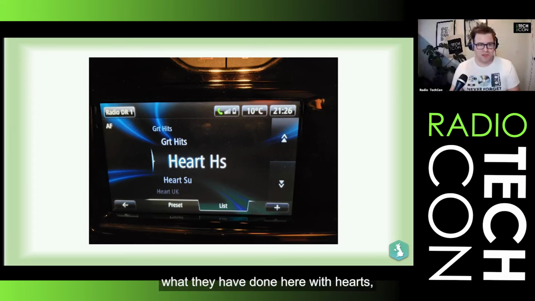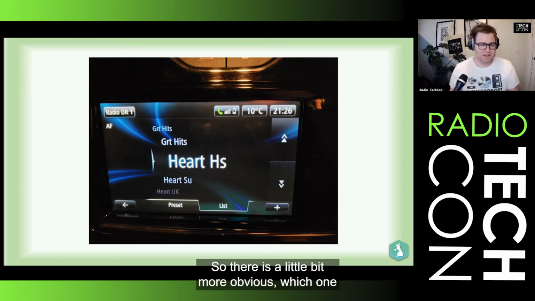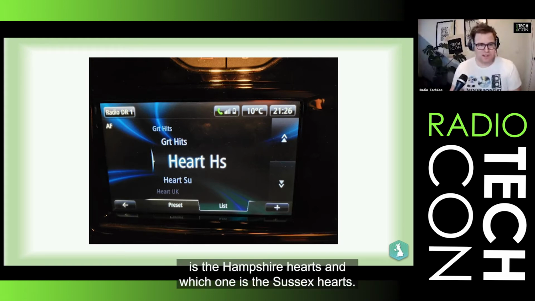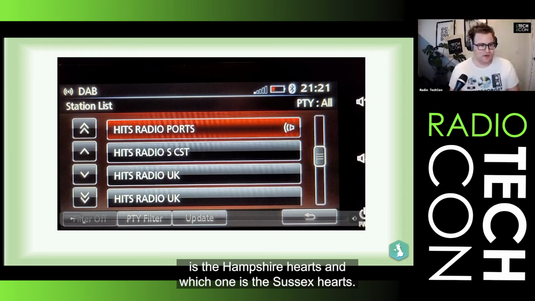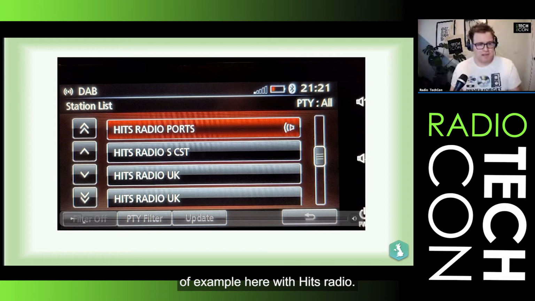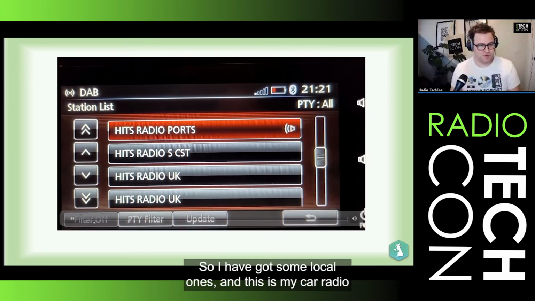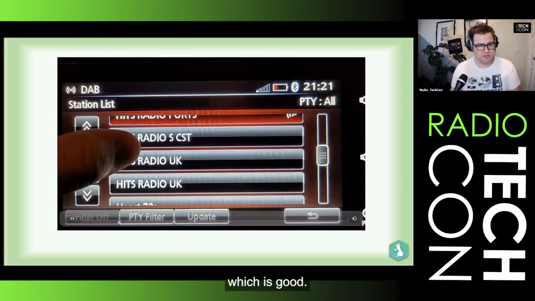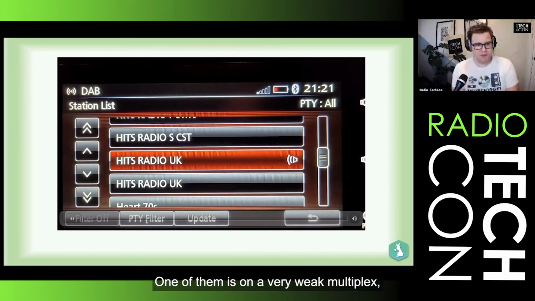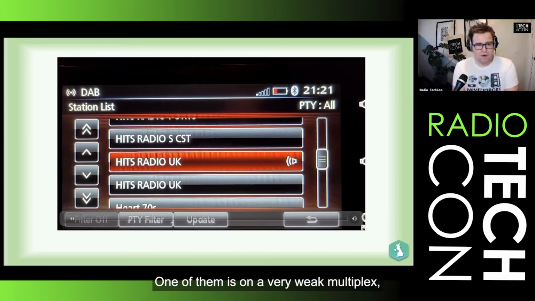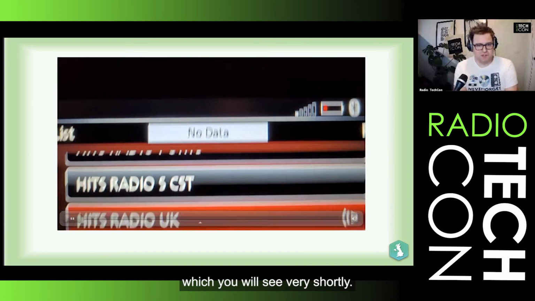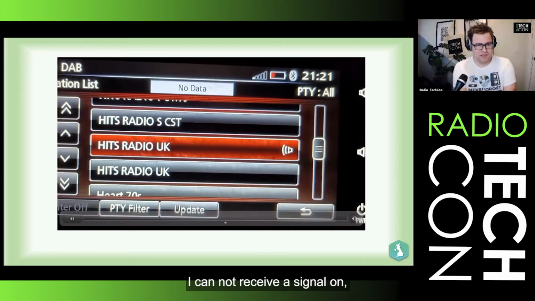And you see Global, what they've done here with Heart is they do use 2 digits just to denote the area. So it's a little bit more obvious which one is the Hampshire Heart and which one is the Sussex Heart. And then this one here is a similar kind of example with Hits Radio. I've got some local ones, and this is my car radio, which is good. However, there are 2 Hits Radio UKs. One of them is on a very weak multiplex, which you'll see very shortly, that I can't receive a signal on.